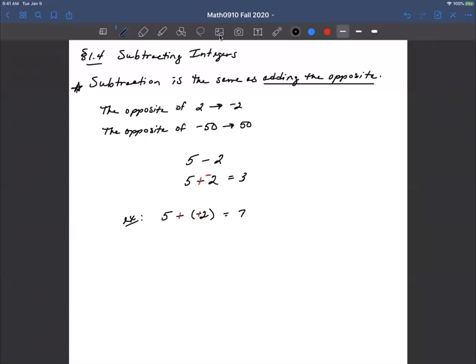So you try it. Try this example, and then I'll meet you in the next video. Try this one, 10 minus -8, and I'll see you in the next video.